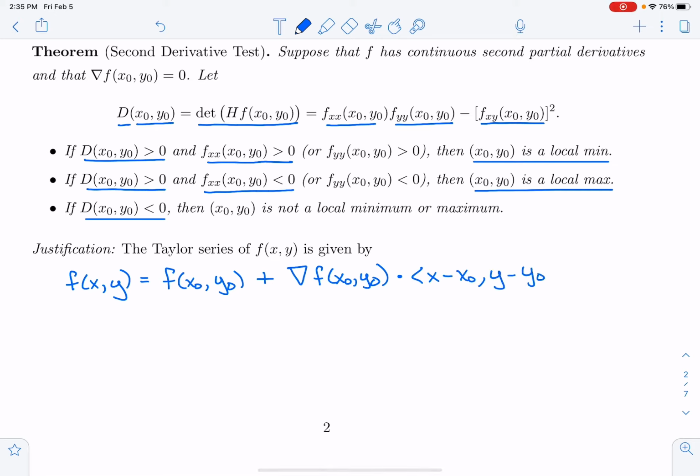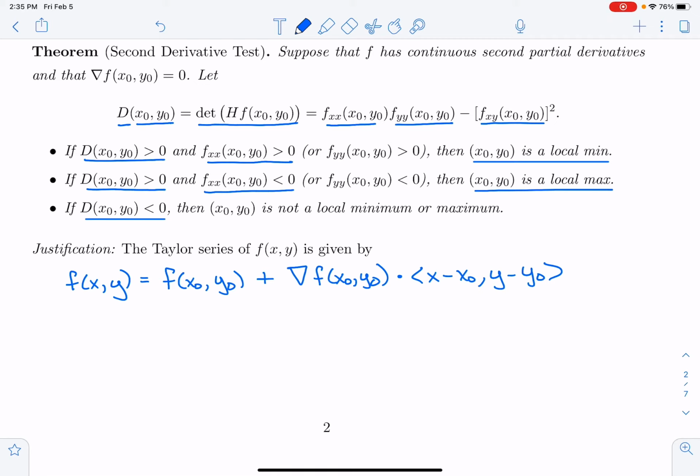In fact, if you look at this, this is the equation of the tangent plane. These first couple terms are actually the equation of the tangent plane. That's the first part of our series, just like the equation of the tangent line was the first part of our Taylor series in single variable calculus.